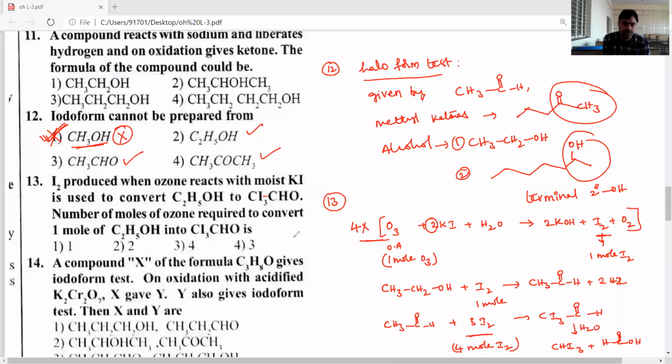So how many moles of ozone are required for the oxidation of excess potassium iodide? Because we want 4 moles of iodine, that's why 4 moles of ozone is required. So the third option is correct. The same kind of question we did with bleaching powder. Calcium oxychloride is known as bleaching powder. Okay, let's see the 14th question.